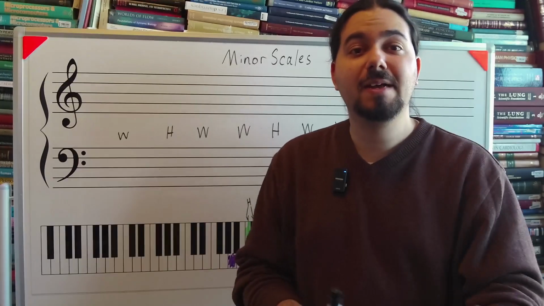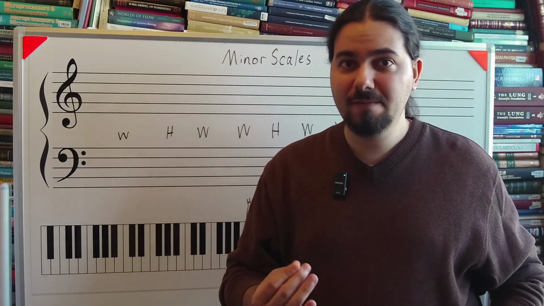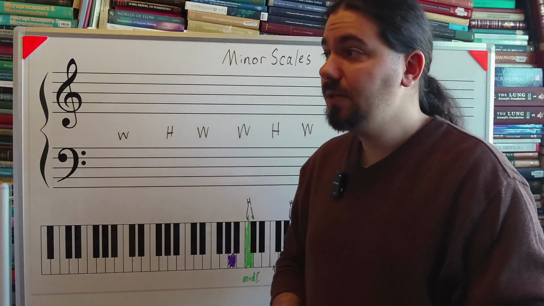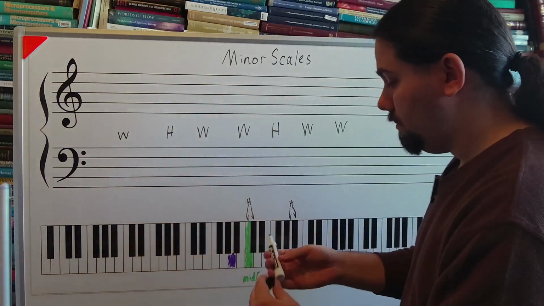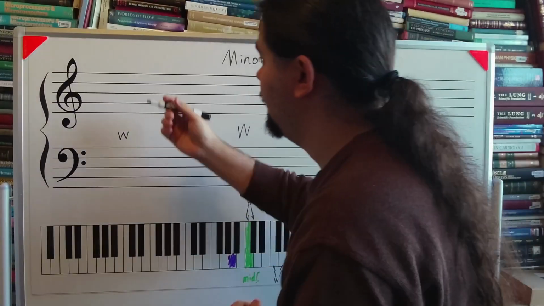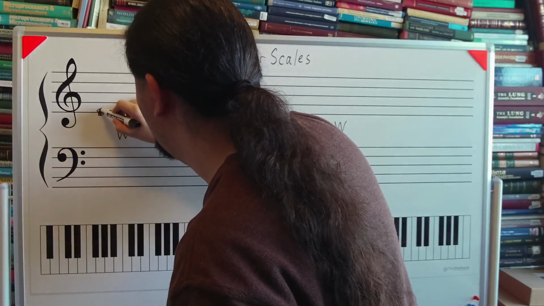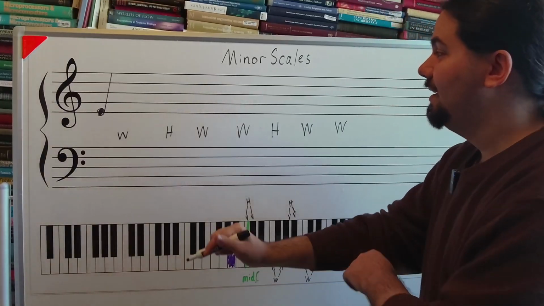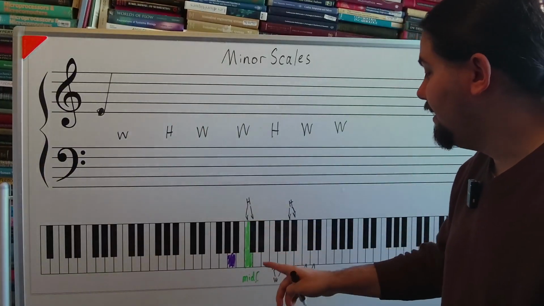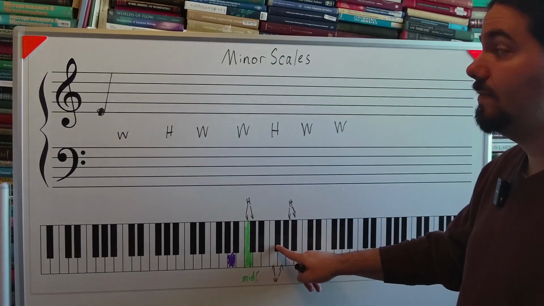Now I'm going to show you how to construct a different minor scale, this time one that involves at least one sharp. So let's choose E minor. We're going to start on first line E, and we're just going to continue to build up from there. So whole step up from E, that would be F sharp.